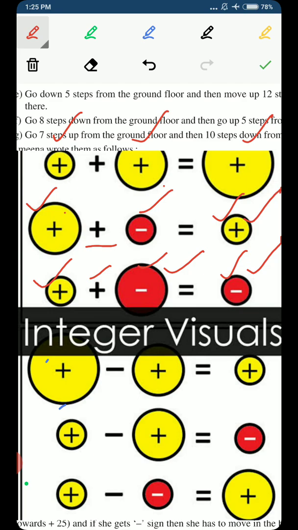In the second case, we have the symbol of subtraction between them. The first number is a bigger positive integer and the second number is a smaller positive integer and we are subtracting them. So the answer is a smaller positive integer. When the first integer is a smaller positive integer and the second integer is a bigger positive integer, like 3 minus 5, then the answer is a negative integer.